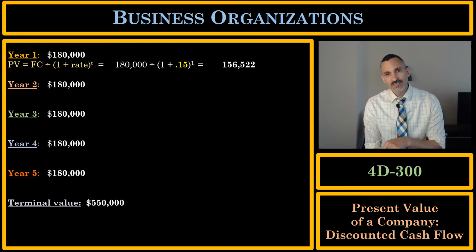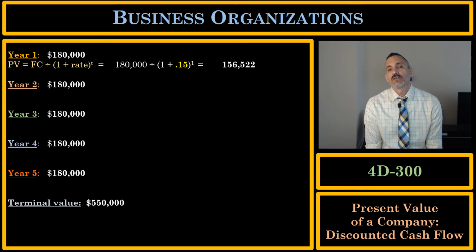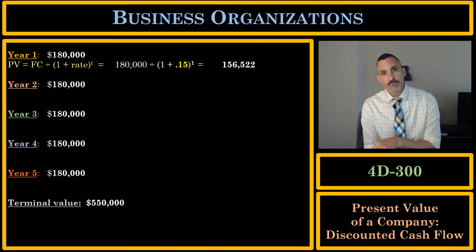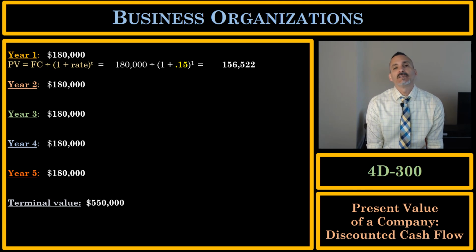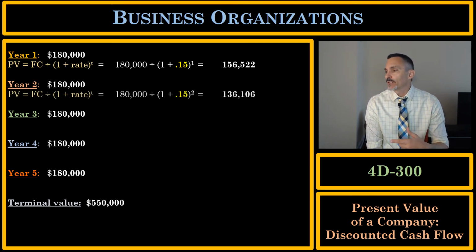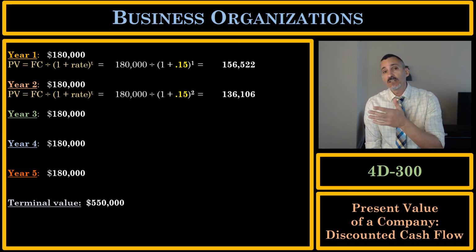Well, the present value of that cash flow in a year is $156,522, assuming we want a 15% return. So in other words, if I invest $156,000 today and I want a 15% return, I'm going to be expecting $180,000 in the future. And we do that. We continue to do that for each cash flow. What are we changing in all of these formulas? Well, we're just changing the year, because this is year 2.